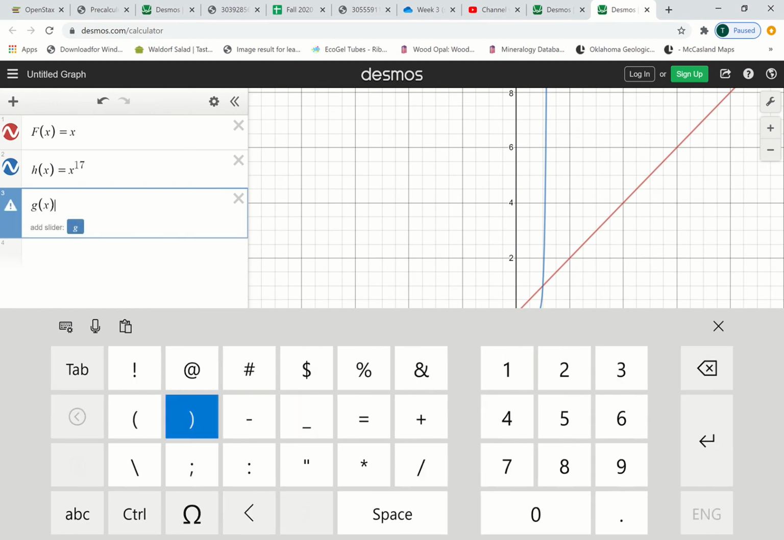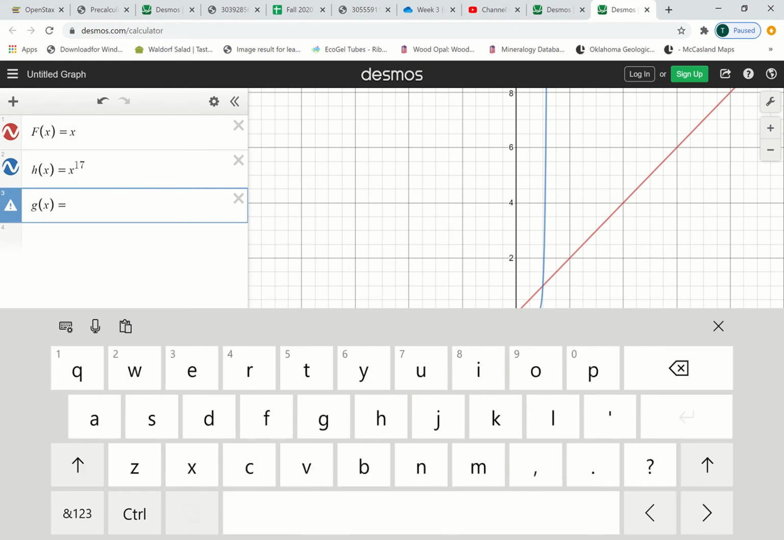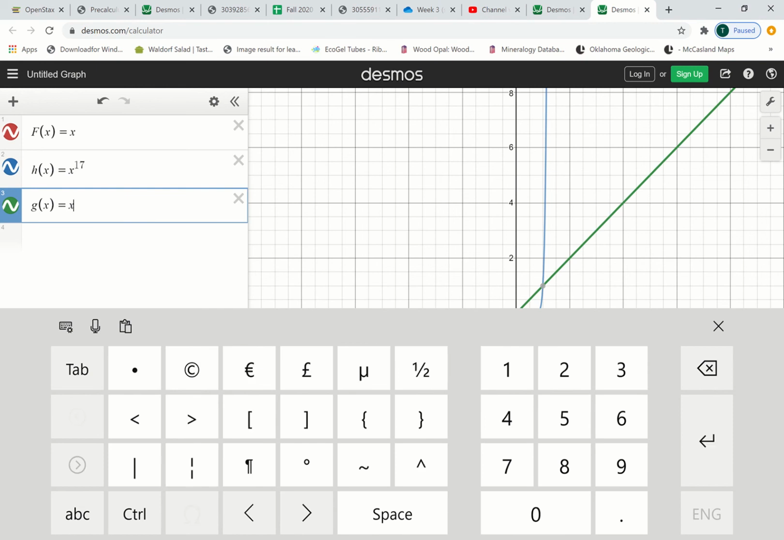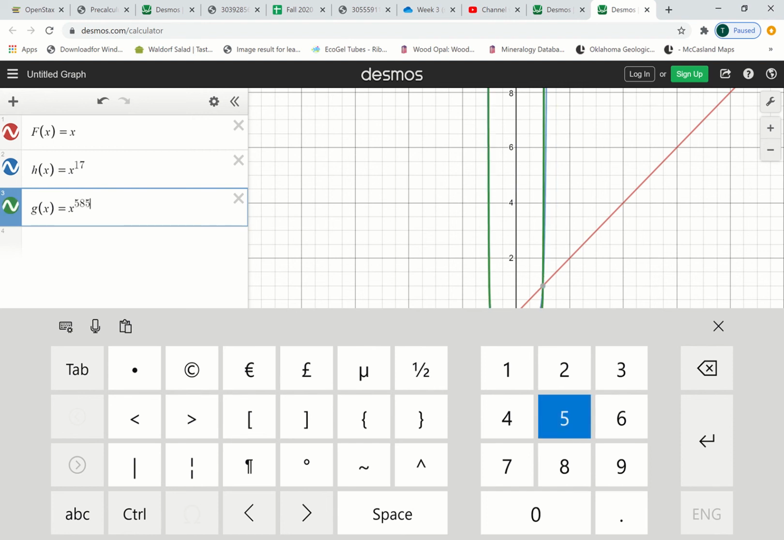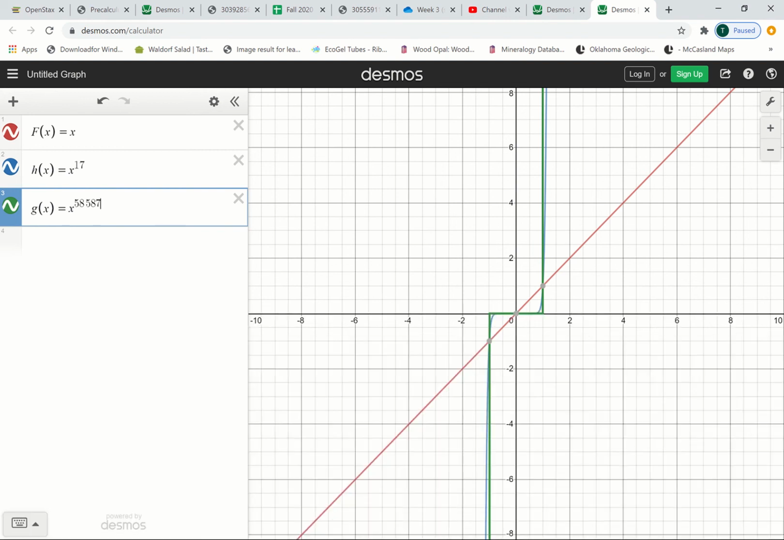And then we can have one that is a super big odd number. Let's think of a super large odd number. What's a super big odd large number? I don't know. I'm just going to say 587. That looks good. And that's an odd number because, you know, 7 is not divisible by 2.